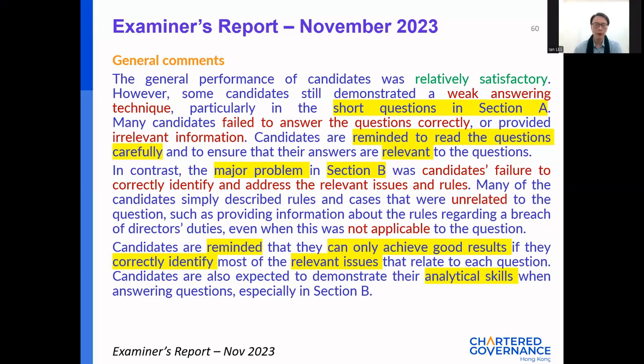So I think that part is quite helpful because you're under an exam, under pressure with limited time. So I agree, sometimes it's not possible to answer everything perfectly 100%. But I think if you can correctly identify most of the issues, discuss most of the relevant rules and apply them to the question to get your answer, I think that's already very good.